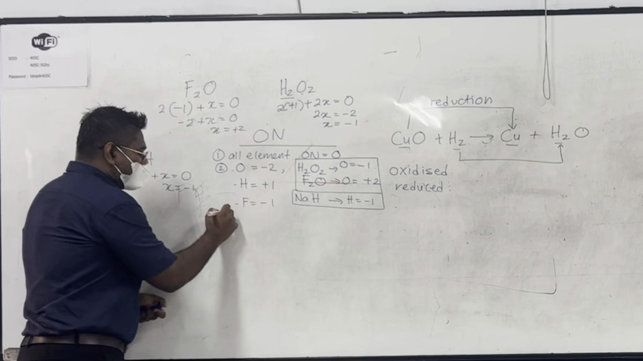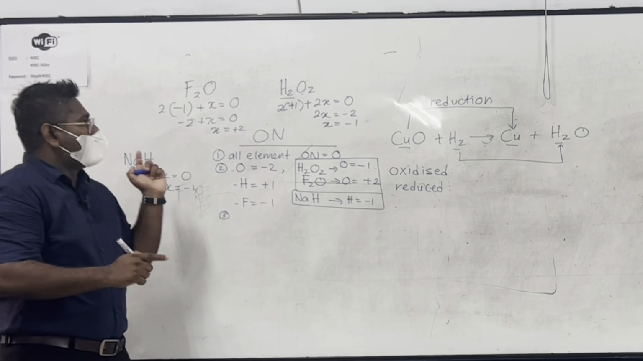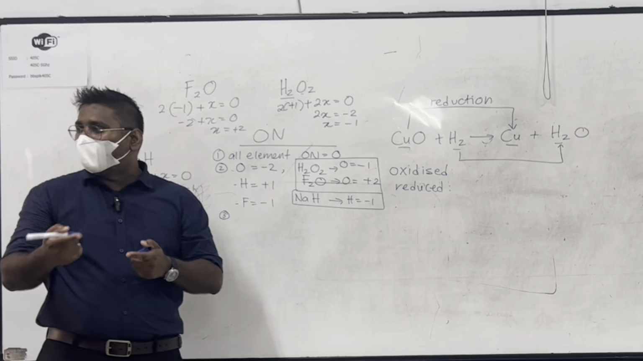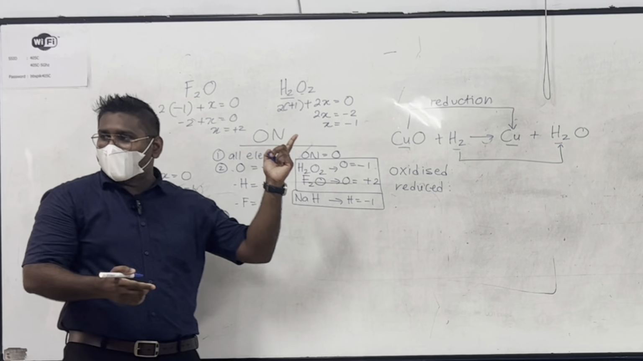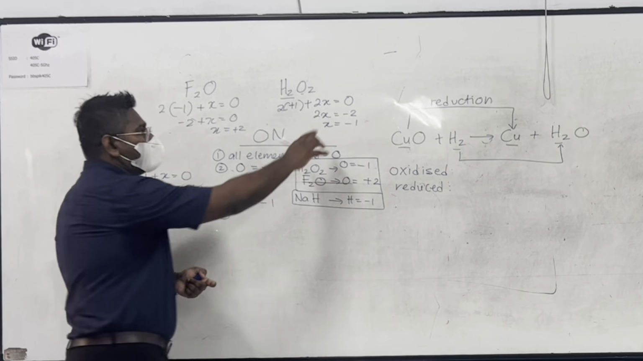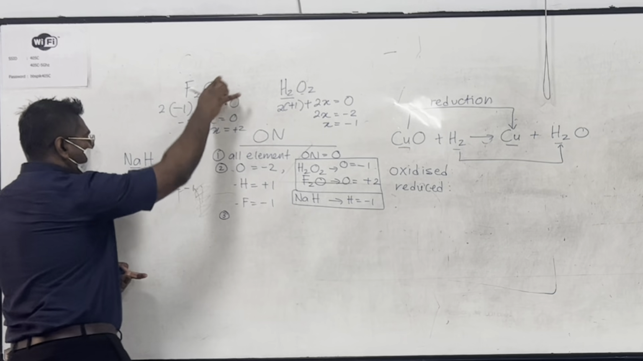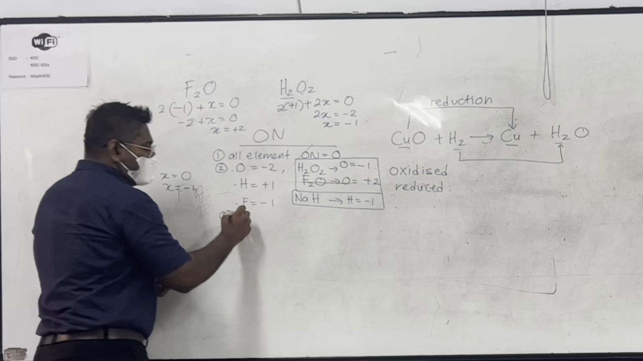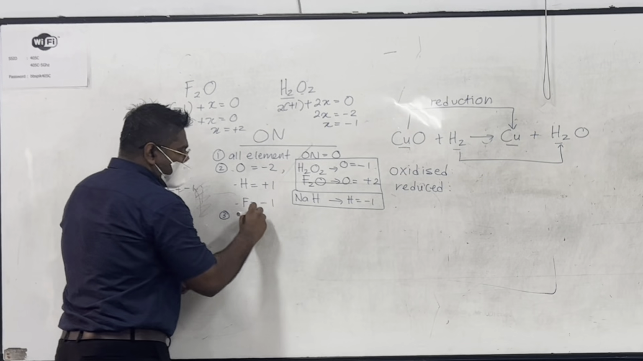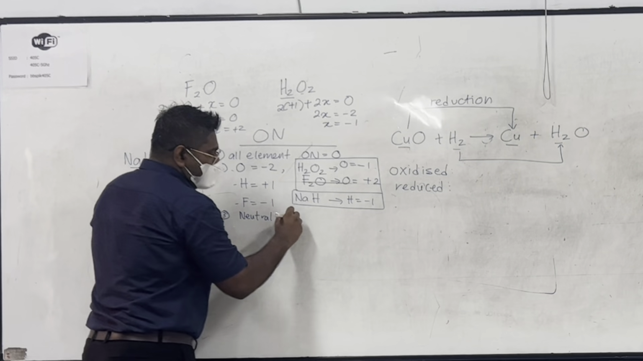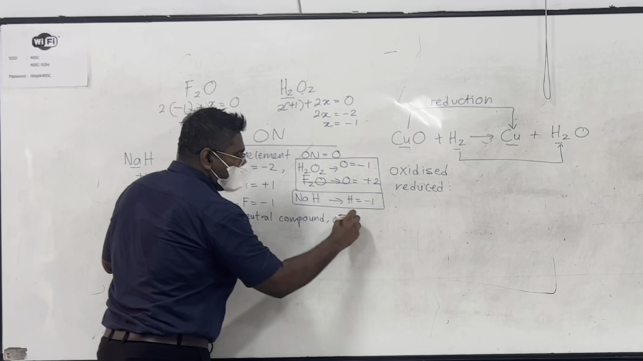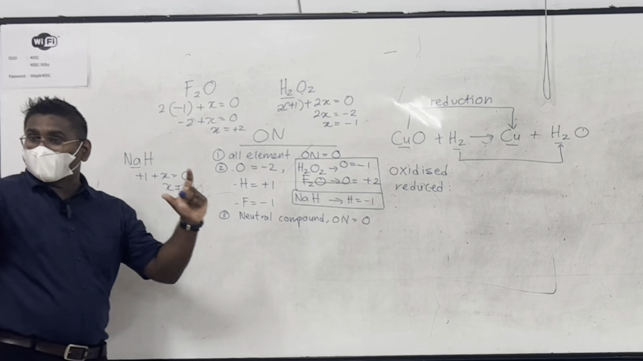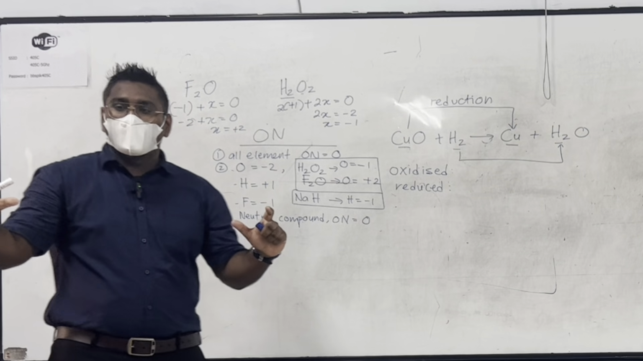Now, number 3 is the one that we have been using over here. In a compound, if it is going to be a neutral compound, the overall charge is 0. You see, I use 0, I use 0, I use 0. So it means for a neutral compound, the oxidation number for the entire compound is going to be 0.